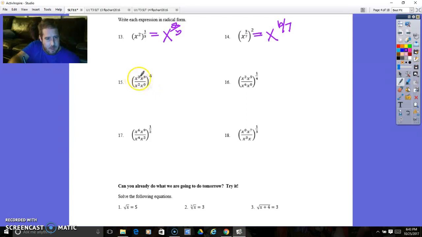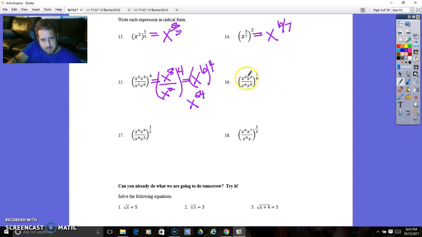This one, simplify the top, it's going to become x to the 8th, because you add the exponents. The bottom becomes x to the 2nd, add the exponents. Once you've done that, you can then divide. 8 minus 2 makes 6, so it's x to the 6th to the 4th, so then you multiply, power to a power becomes x to the 24th.